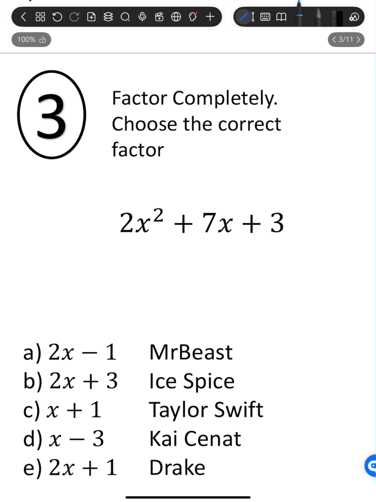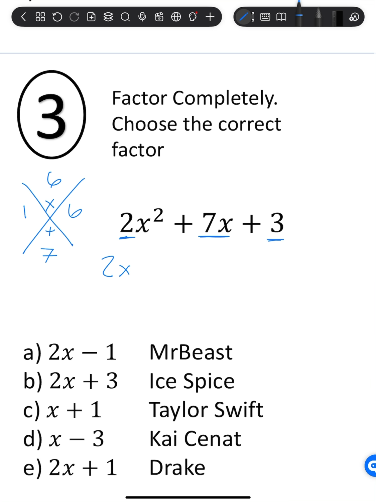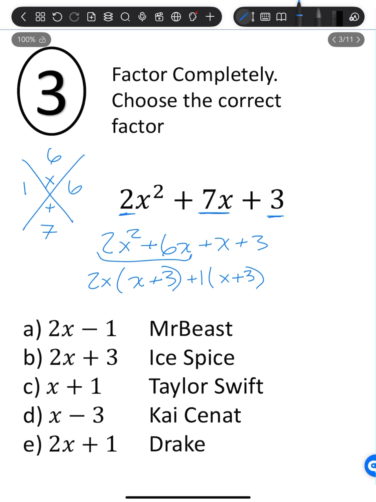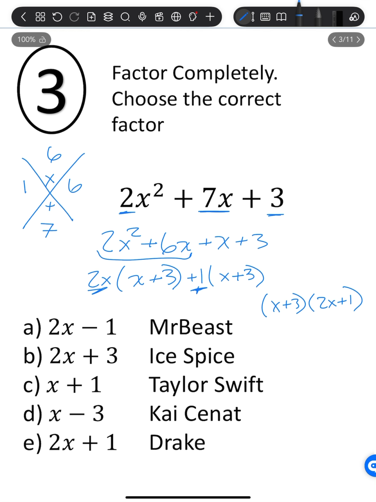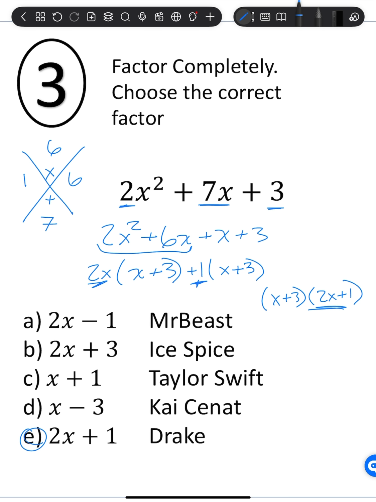Alright, moving on to 3, I'm going to use the grouping method here. We need two numbers that multiply to 2 times 3, so 6, and add to 7. It's just 1 and 6, because 1 times 6 is 6, and 1 plus 6 is 7. So I'm going to do the grouping method like I said before: 2x squared plus 6x plus x plus 3. What I have in common here is 2x, leaving x plus 3. And out of the second part, I can just take 1, leaving x plus 3. So what I'm left with is x plus 3 times 2x plus 1. And that's where the match is, at E.